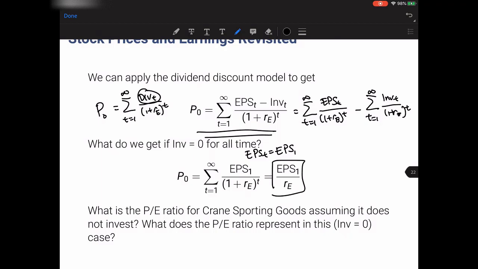And so if we were to rewrite this expression in terms of its PE ratio, so that's P_0 divided by EPS, right? That's our PE ratio. We should get 1 over R_E. Okay? So in the special case in which investments is 0, our price to earnings ratio is simply the inverse of the opportunity cost of capital for equity stakeholders.